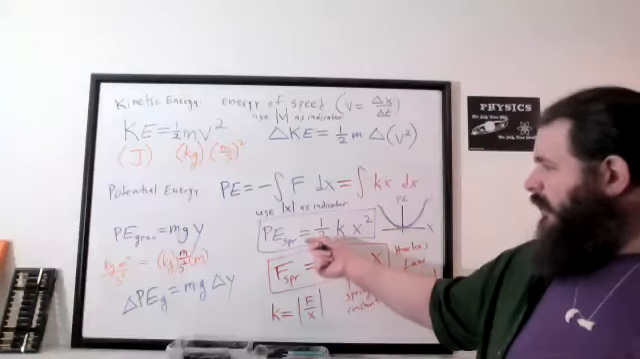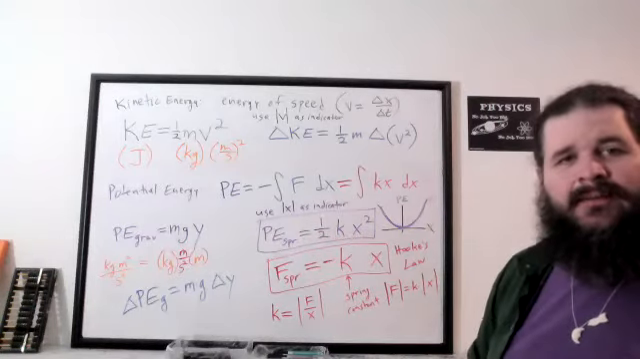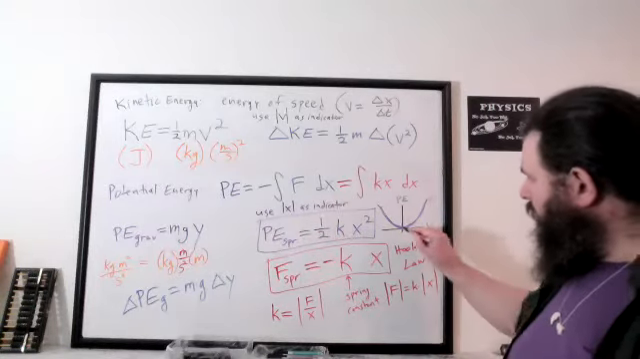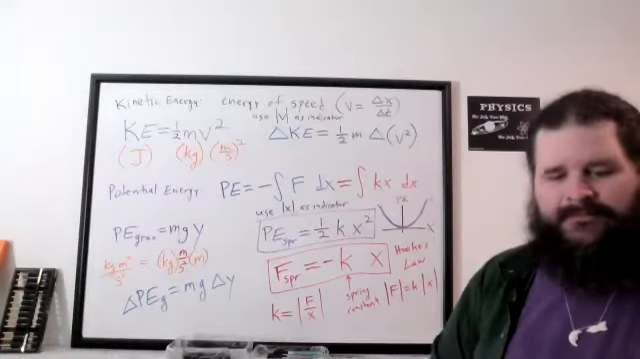For potential energy, though, the potential energy of the spring is always going to be positive. Well, positive or zero. I should at least say it's non-negative.